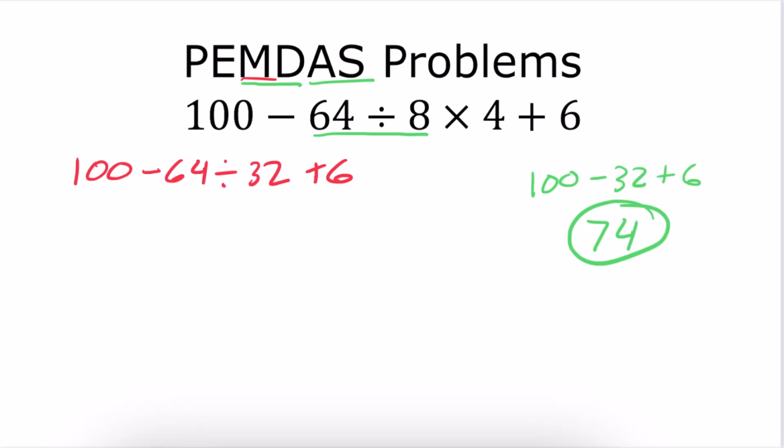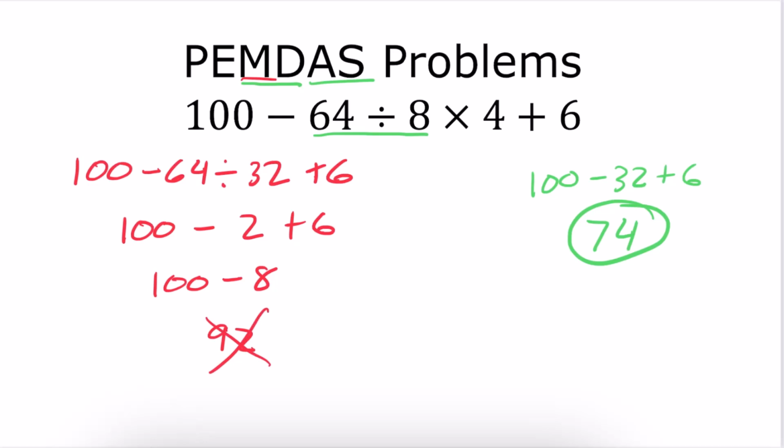And they'll say 64 divided by 32 is 2. So I have 100 minus 2 plus 6. Then PEMDAS says to do addition next. So I'll do 2 plus 6, which is 8. So I get 100 minus 8. Then PEMDAS says to do subtraction, so I'll subtract the 8 and I get 92. And as you can see, that is a very different answer than the correct answer, which is 74.